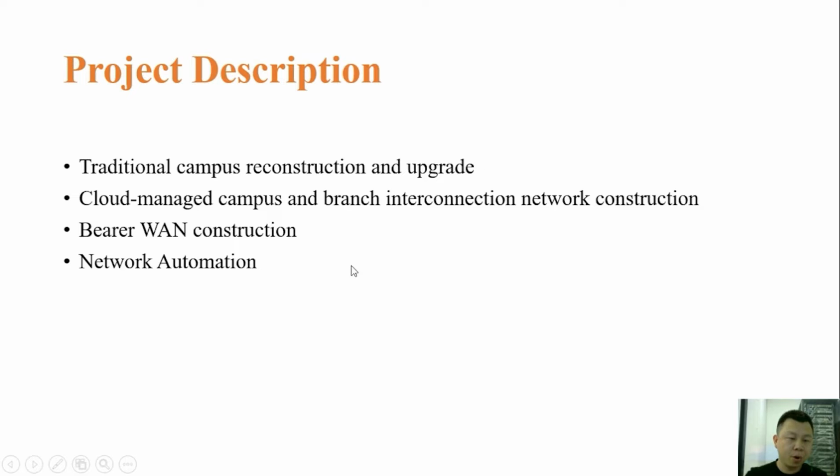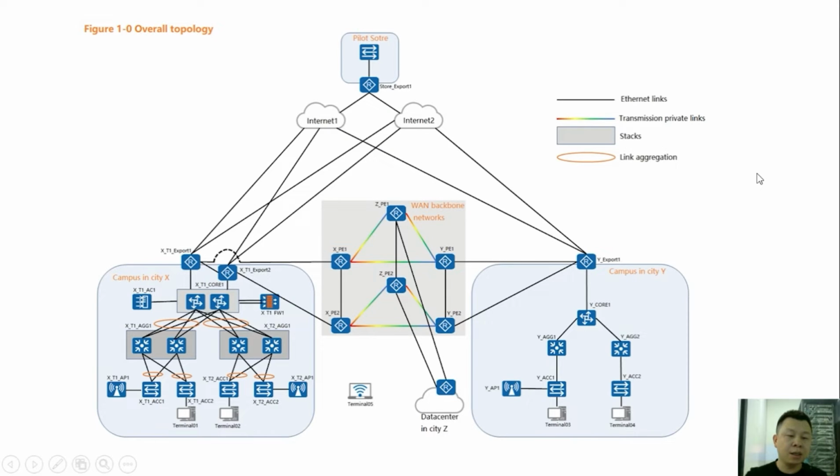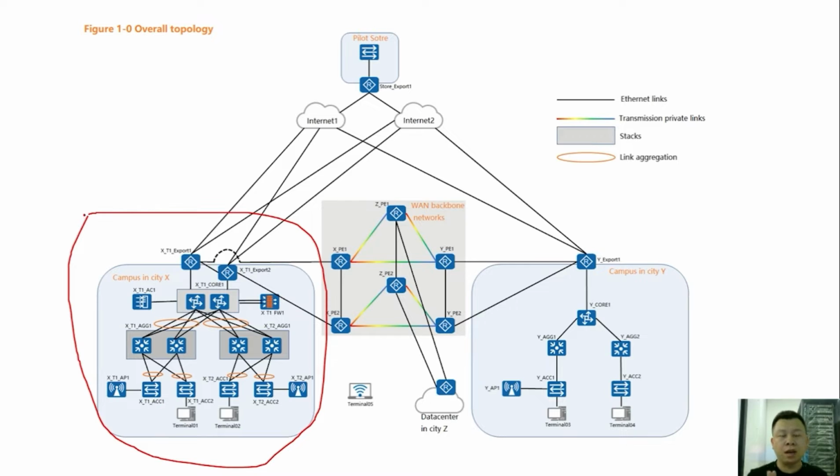Now let's look at the overall exam topology. The first module is the campus in City X. In this part, we can achieve just using our eNSP 90% of the exam outcome. For example, like OSPF, NAT, firewall policies, link aggregation, AP online, etc. All of these can be implemented.